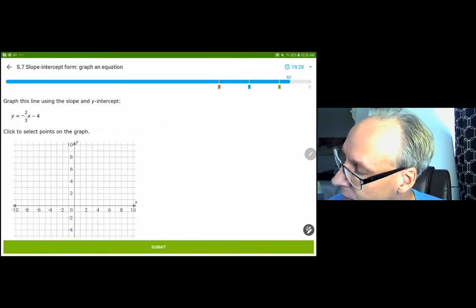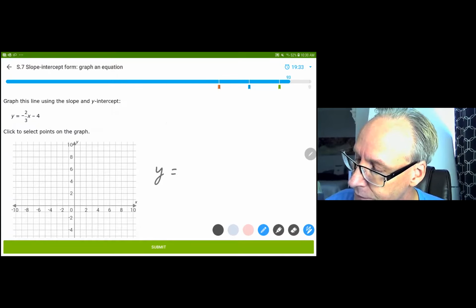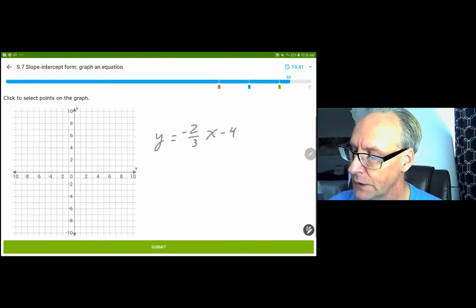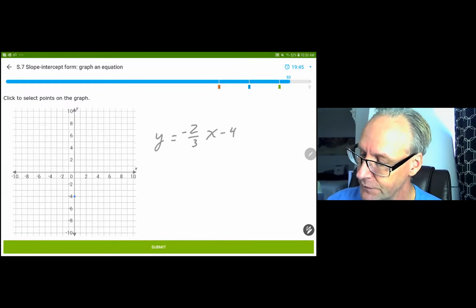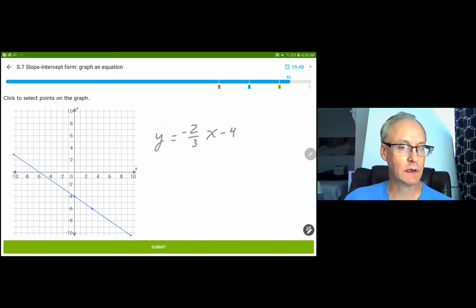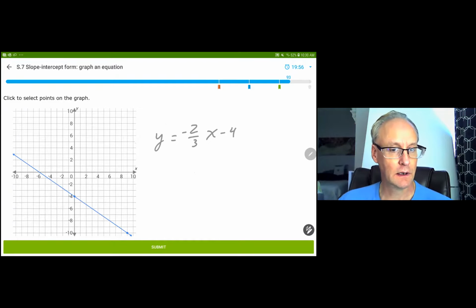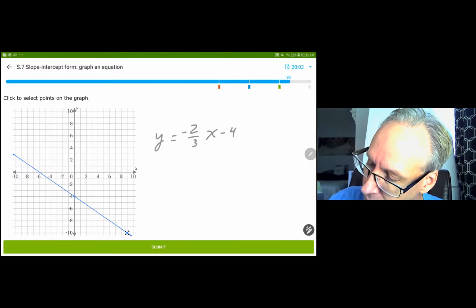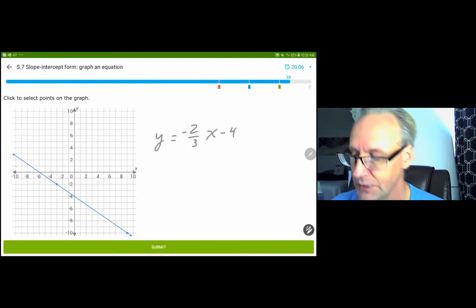In this one, we've got y equals negative 2/3 x minus 4. So we're going through 0, negative 4. And we have a slope of negative 2/3, down 2 and over 3. I could go down 2 and over 3 more. Hopefully you can see where I'm moving those points to. It doesn't matter. Any of those points are going to work. I could also go up 2 and back 3, which would also work.